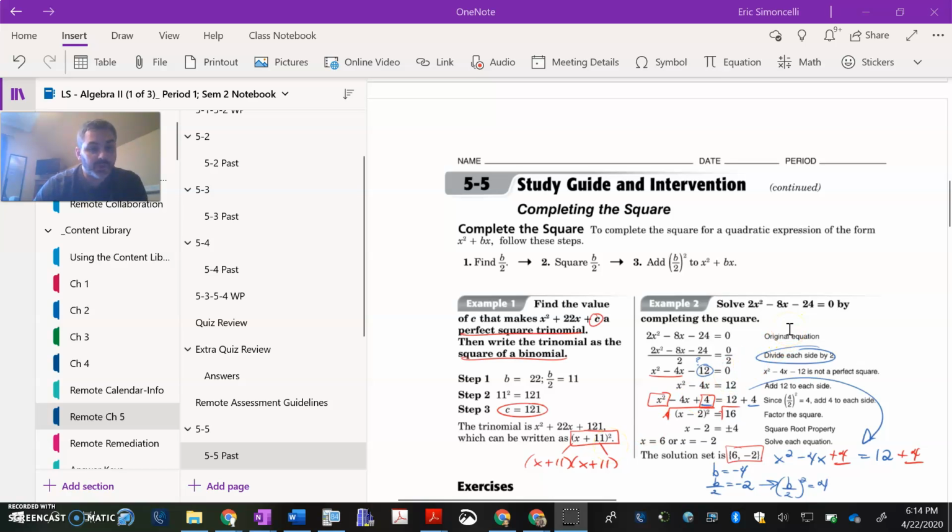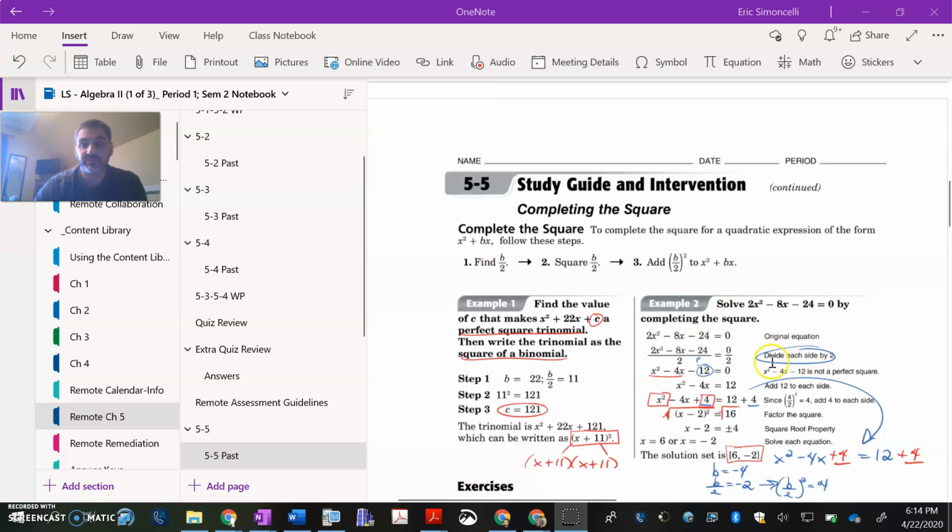Example 2, this is a solving problem. This looks like it may be our last problem technically. I'm running out of time here. So solve 2x squared minus 8x minus 24 equals 0. Now, as far as completing the square goes and actually solving it in this particular way, the very first step is to get a, which in this case is 2, to equal 1. So how do I get a to be equal to 1?